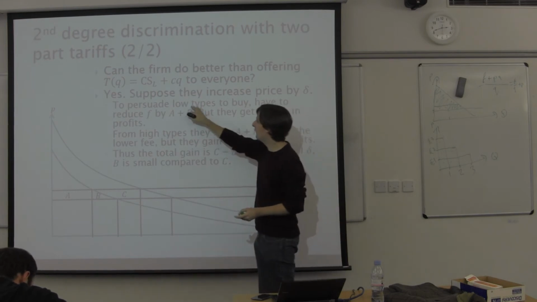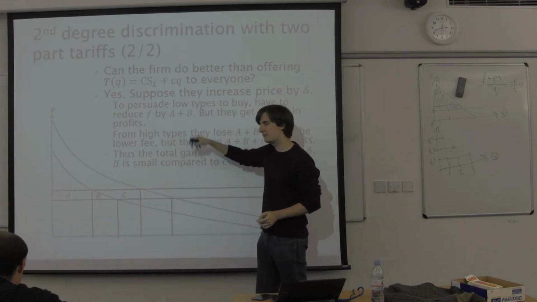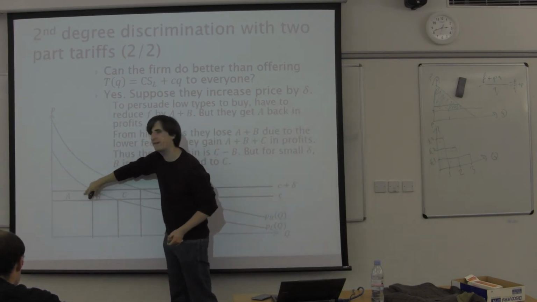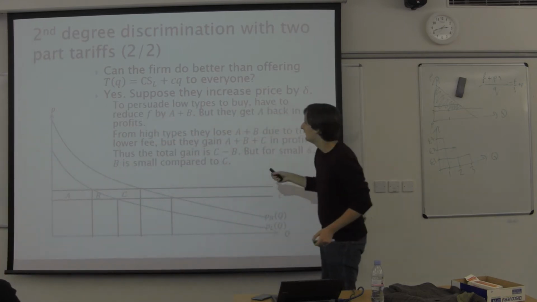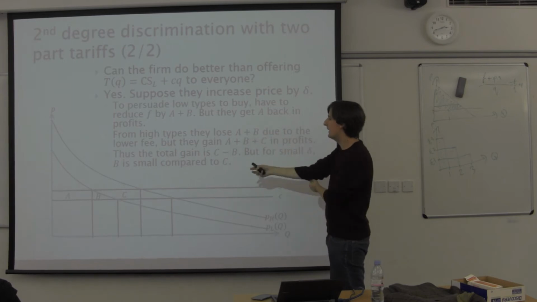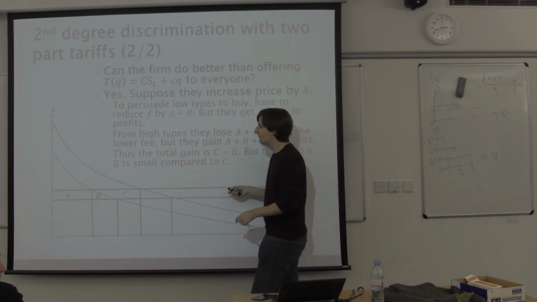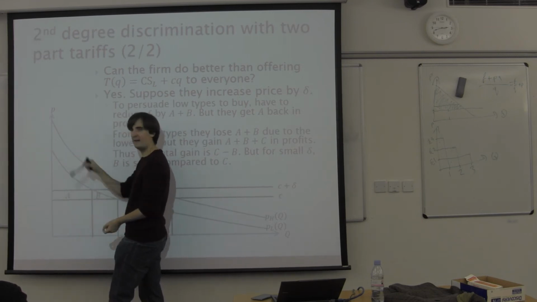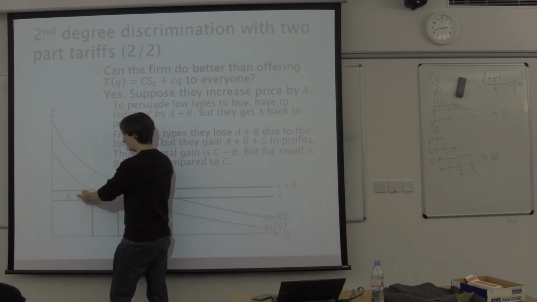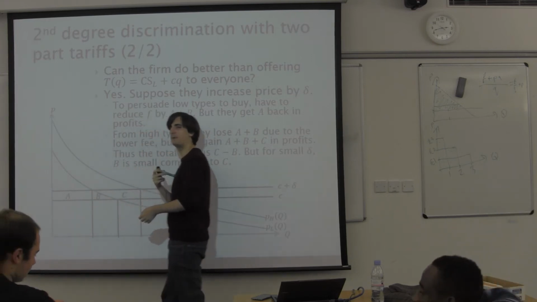So overall, from the low types, they've lost A plus B, they've gained A back, so they've lost B. What about from selling to the high types? Well, again, the high types were paying the same fee as the low types before, so they've lost A plus B from the fee that the high types are paying.